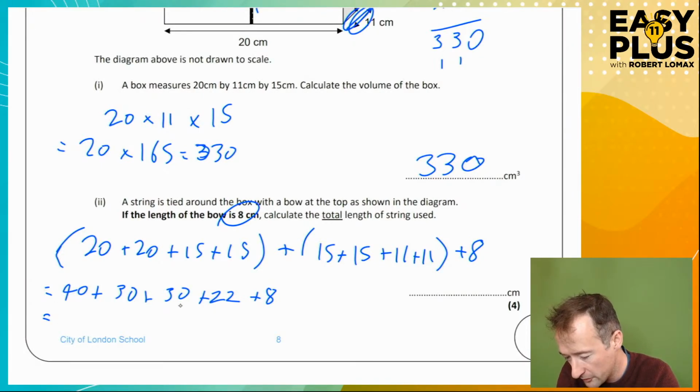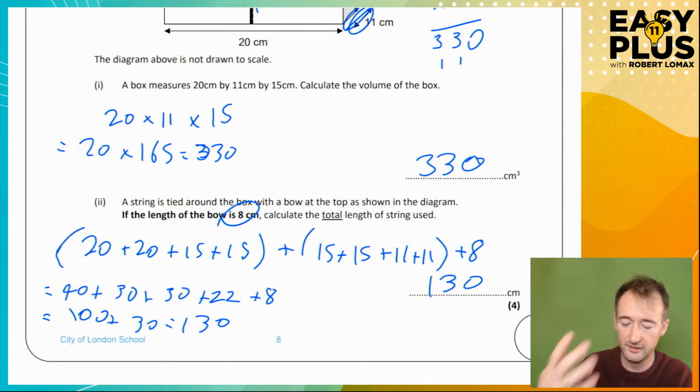What's 40 plus 30 plus 30? 30 plus 30 is 60, plus 40 is 100, I hope you got that, plus 22 plus 8 is 30, oh look, it's 130, 130 centimetres, okay? Relatively straightforward. Robert, you are wrong.